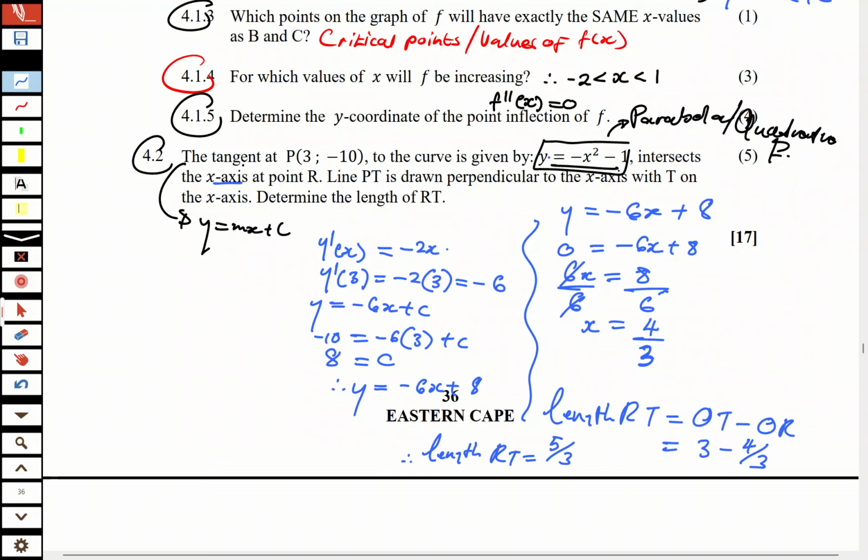So you see, there was an error here. There was a misinterpretation. A tangent cannot have an order of 2. A tangent always has an order of what? Of 1, which is just the mx plus c. It's just a straight line. This is not the straight line, that's a parabola.